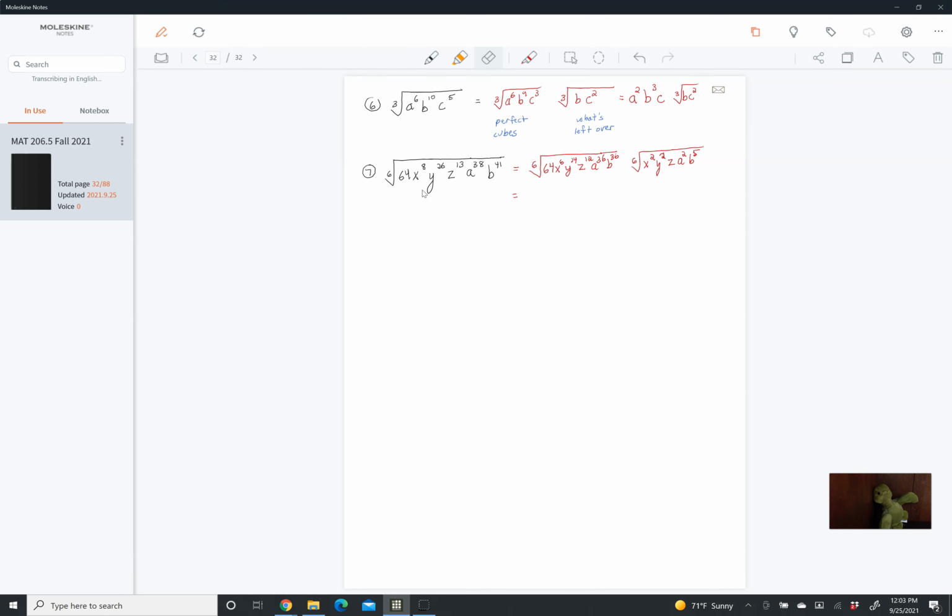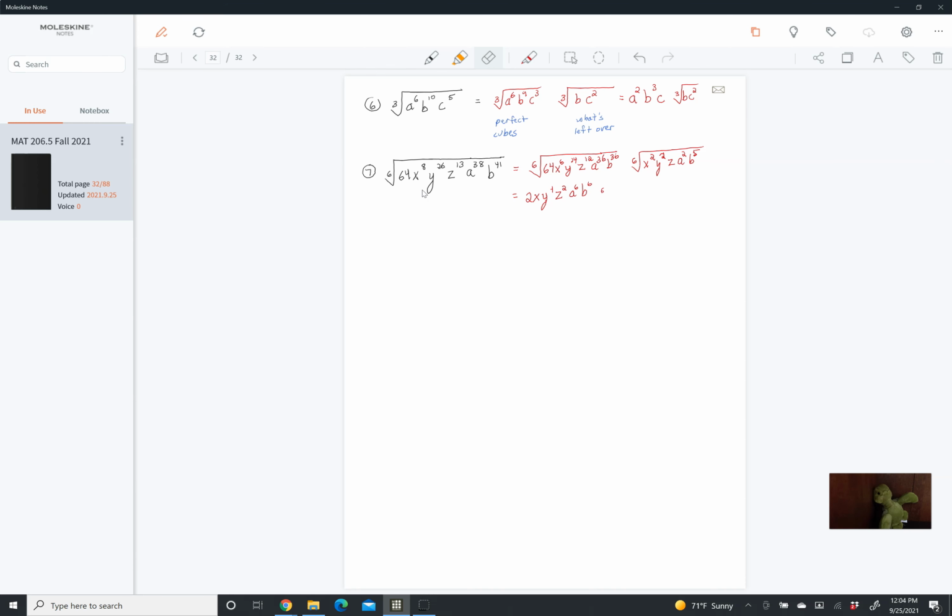So the sixth root of 64 is 2. 2 to the 6th is equal to 64. We're going to take each of the exponents and divide by 6. 6 divided by 6 is 1, so it's just x to the first. 24 divided by 6 is 4, so we just get y to the 4th. 12 divided by 6 is 2, so we get z squared. 36 divided by 6 is 6, so we have an a to the 6th, and for the same reason, b to the 6th.